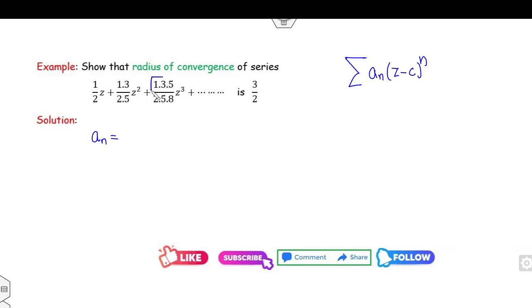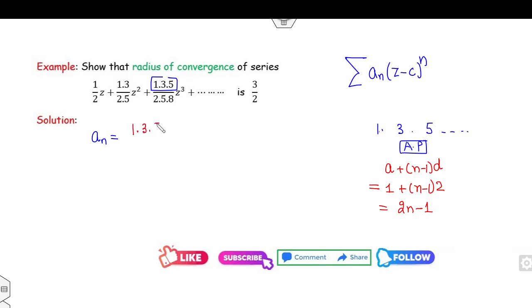Now it's very simple. If you look at this term, 1, 3, 5, what is the meaning of that? This is my arithmetic progression, AP. So what is the nth term of the AP? a plus (n minus 1) into d. a is my first term, n will be n, common difference is my 2. So if you open them, it's 2n minus 1. So the numerator becomes 1, 3, 5 and so on. It will be 2n minus 1.